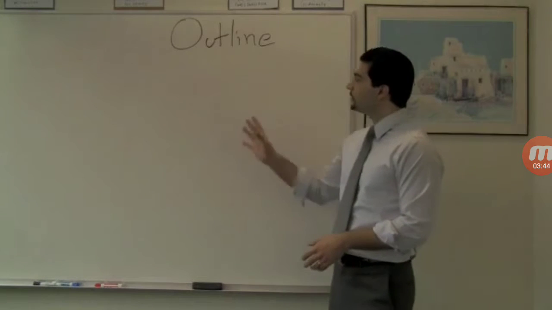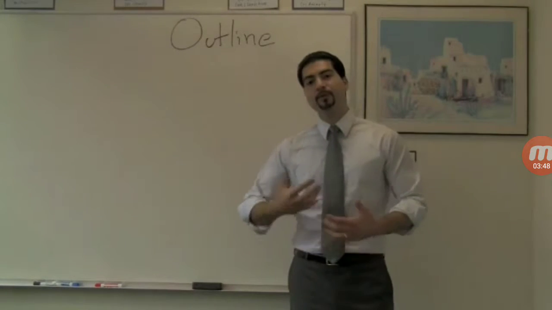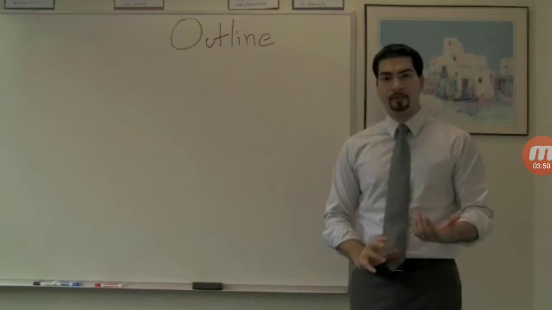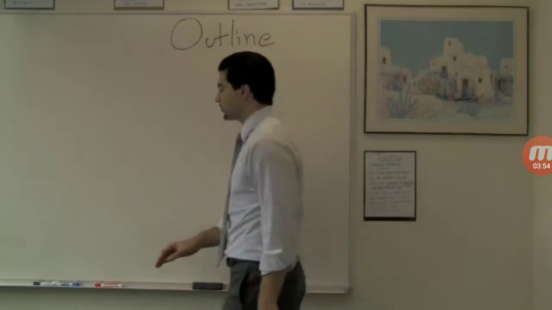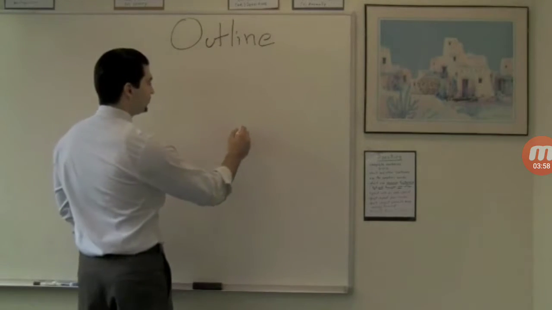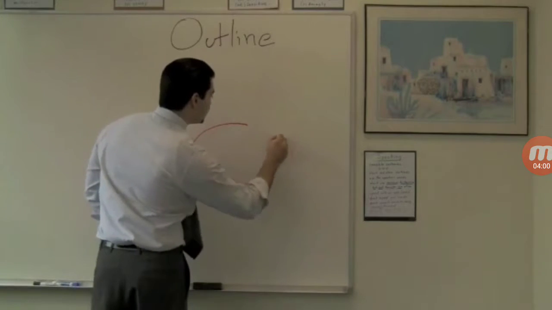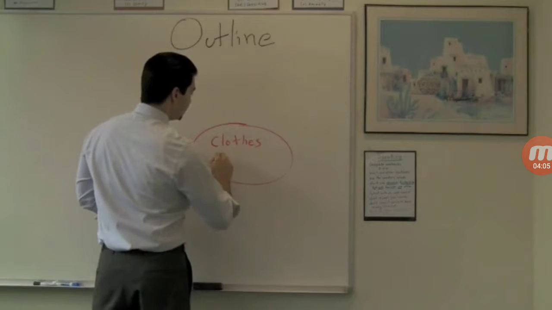Now, the first thing that you want to do before you create your outline is go with your instinct. What do you feel? What do you think? Agreement or disagreement? Once you choose that, then you're going to draw a center circle. In my case, I agree. I do believe that clothes influence your behavior. So in my center, I'm going to say clothes influence.